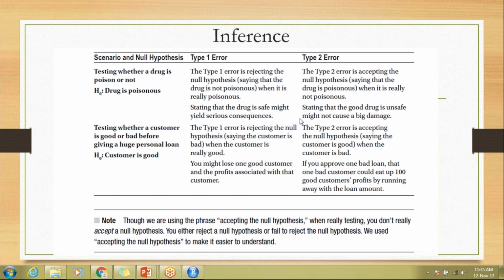So this is all for today, and if you have any questions or any query, we can take that. Akshay, I hope this is clear: as this is the negative null hypothesis that we have taken, that the drug is poisonous, type 1 error is more fatal. And here, as our null hypothesis is a positive one, that the customer is good, type 2 error becomes more fatal.